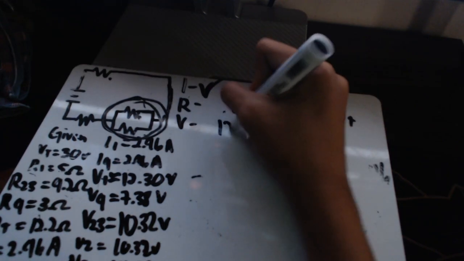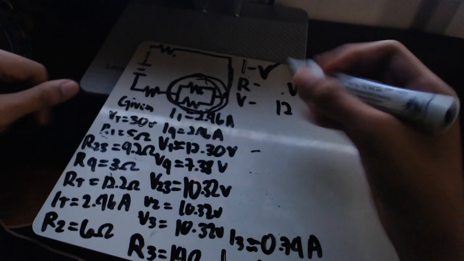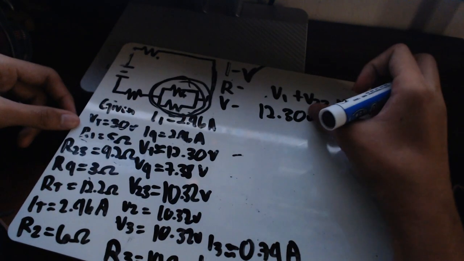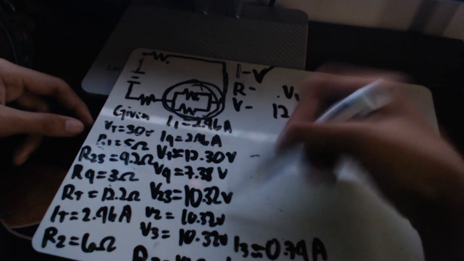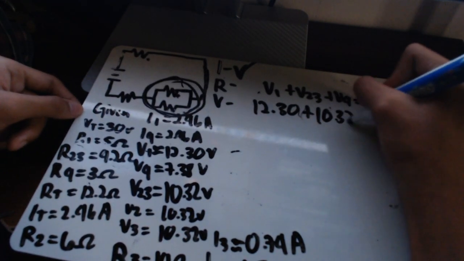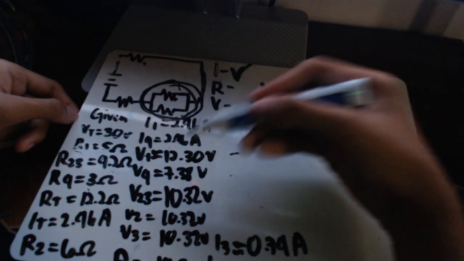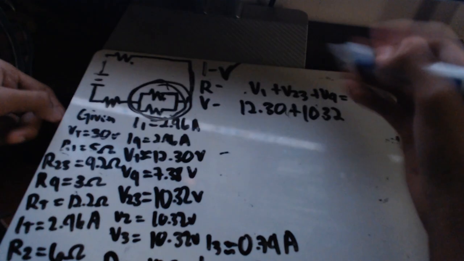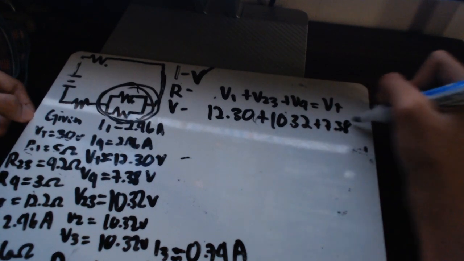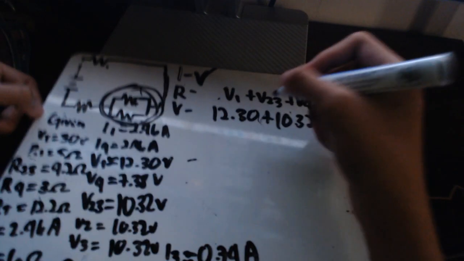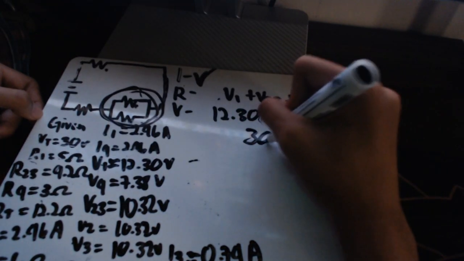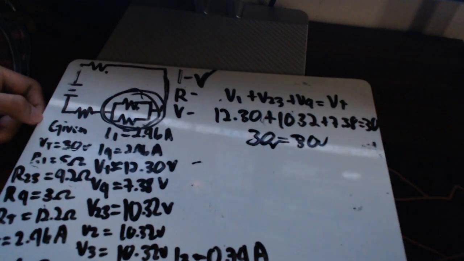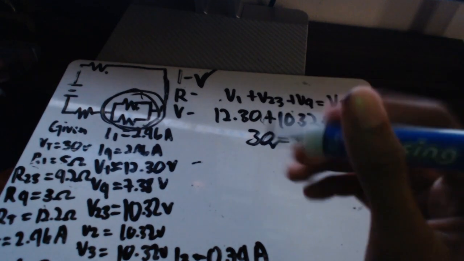So the V1 is 12.13 volts, and add up the voltage across R2 and R3, which is 10.32. And now the voltage across resistor 4 is 7.38. The total voltage is 30 volts. And if we add them up, there will be 30 volts too. So this checks out. The voltages add up to 30 volts, which matches the battery's voltage.